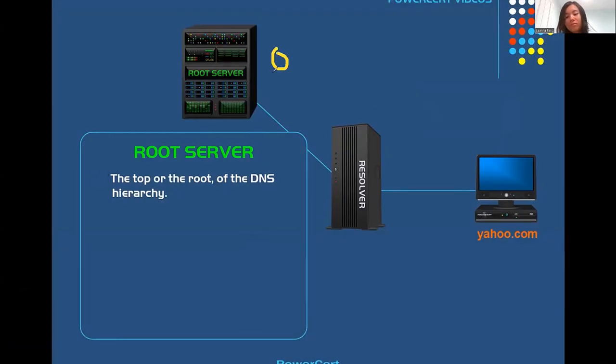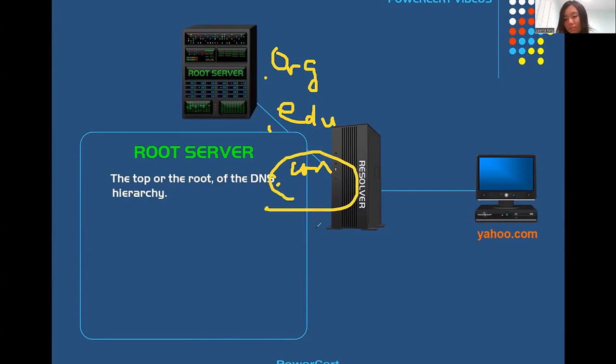The .org has a root server. The .edu has a root server. The .com has a root server. So if you say yahoo.com, you will go to the root server of the .com. That's the root server. Is that okay? So how many root servers are there in the whole world? There are only about 12 or 13 of them.